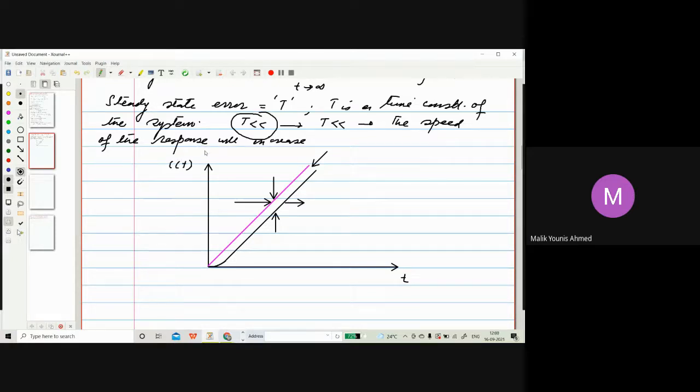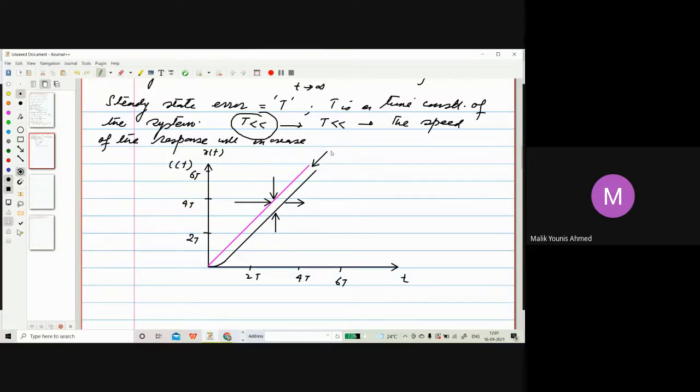But what is the input? Input is r of t. Okay, this is the response we are getting here. Let's say this is 2 time constants, this is 4 time constants, and this somewhere is 6 time constants. And here we have 2 time constants on this side, 4 and 6.